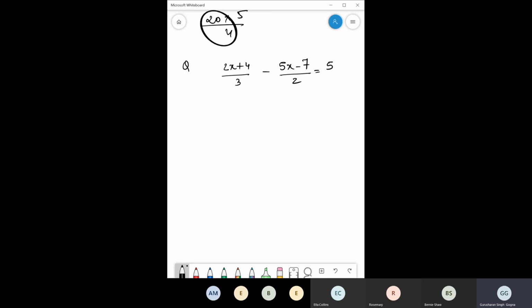Now question is how to solve this and how to get the answer for x. So since I can see here there are two fractions, I don't need to worry about the 5 on the other side at the moment. I should focus on the fractions first and convert into single fraction. Okay, so let's focus on left hand side at the moment. 3 and 2, LCM would be 6, and 6 divided by 3 is 2, so I should multiply 2 to this term, minus 6 divided by 2 is 3, so I should multiply 3 to this term.